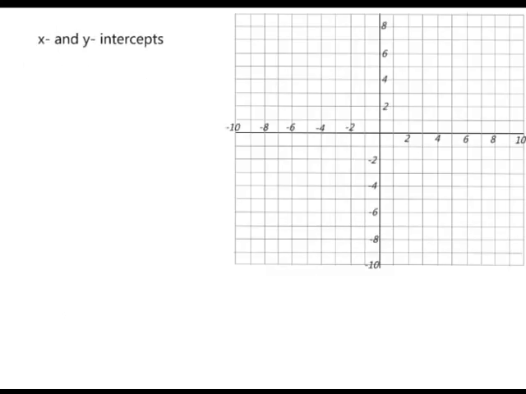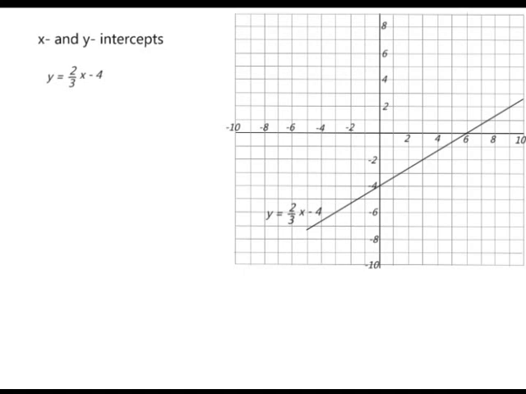Now we look at the x and y intercepts. The x and y intercepts describe the points where the straight line meets the x-axis and the y-axis respectively. Consider this line. The equation of this line is y is equal to 2 over 3 x minus 4.